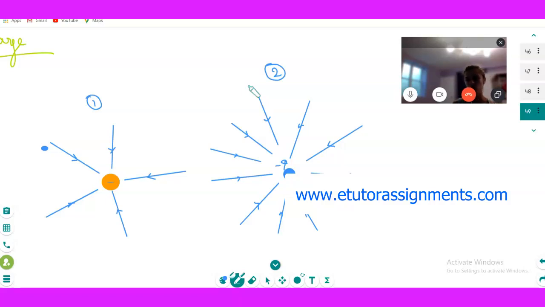You drew more lines here. More density of lines, meaning lines are nearer to each other, means this charge is more. Yes, it is more. So Q2 is greater than Q1. Is it clear?